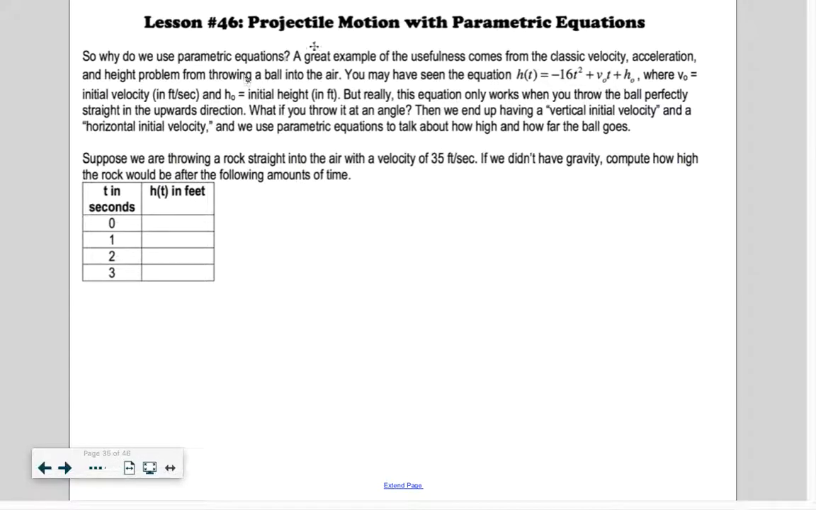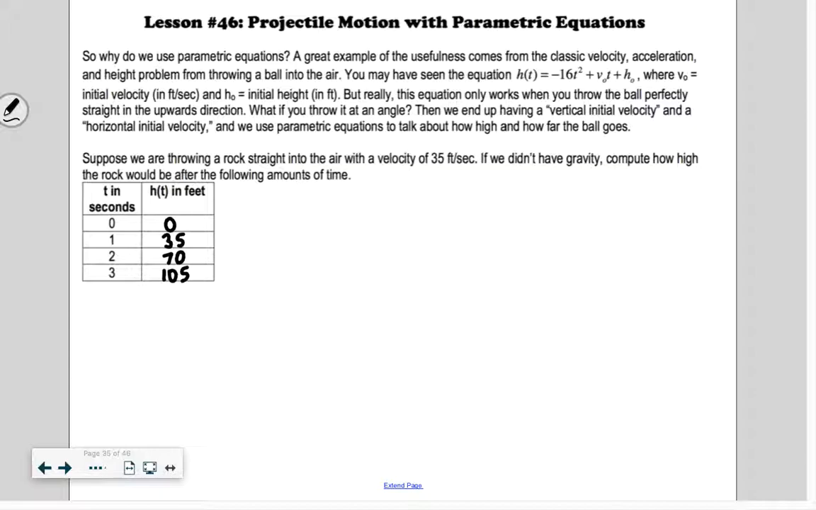So it says, why do we use parametric equations? An example is projectile motion. Suppose we're throwing a rock straight into the air with a velocity of 35 feet per second. If you didn't have gravity, we would compute how high the rock would be after the following amounts of time. After 0 seconds, we'd be at a height of 0, from the ground. Then after 1 second, I'd be at a height of 35. After 2 seconds, a height of 70. And after 3 seconds, you got it.